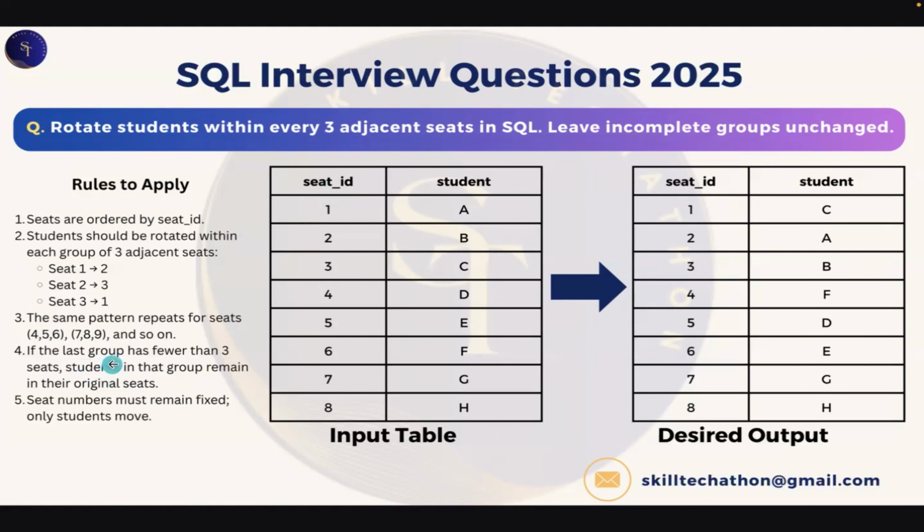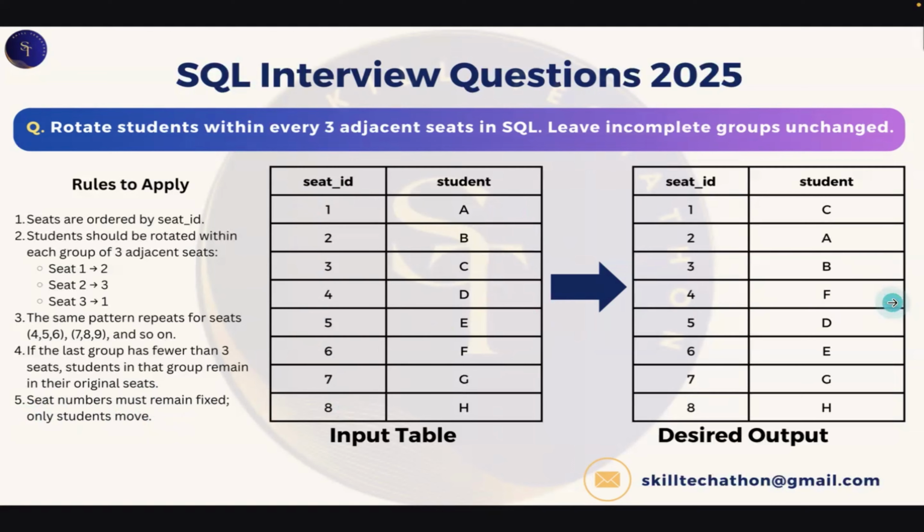Now, if the last group has fewer than 3 seats, students in the group remain in their original seats, like what happened with seat ID 7 and 8. So we have 7, 8, 9, but 9 is not there. In this group of 3 seats, we have G and H only. So these 2 students won't be changing their seat. The same is reflected in the output as well. The fifth rule is seat numbers must remain fixed. Only the students are moving. So seat IDs are the same, only the students are moving.